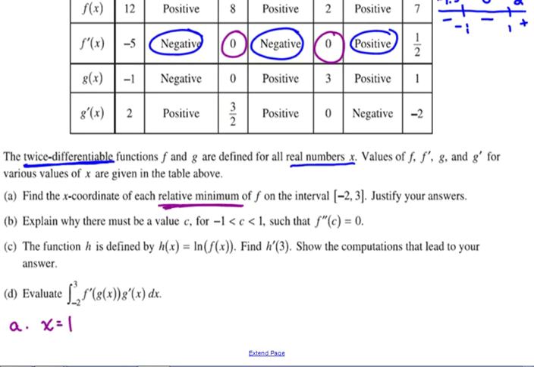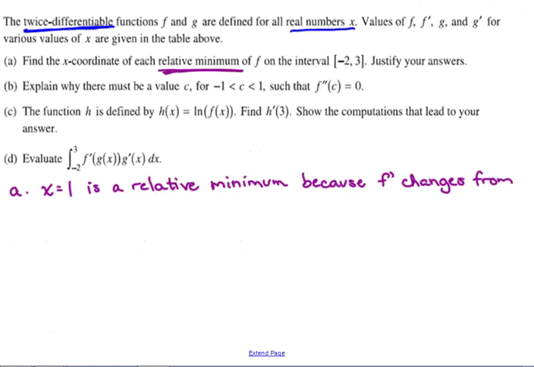So you can list it first. You could say x equals 1 is a relative minimum because f prime changes from negative to positive at x equals 1. I don't know that you necessarily have to say at x equals 1 again, but I just like to be clear there. Okay, so that's the answer and that's the justification.